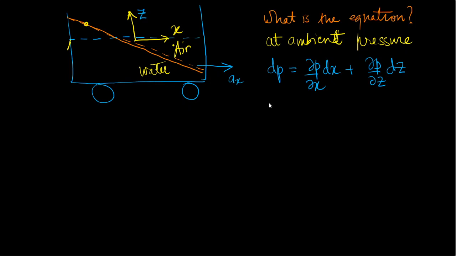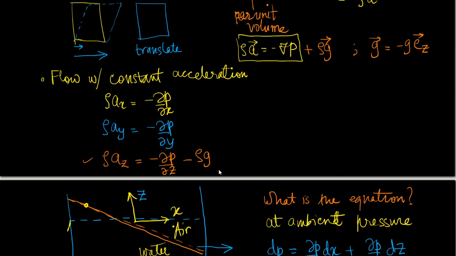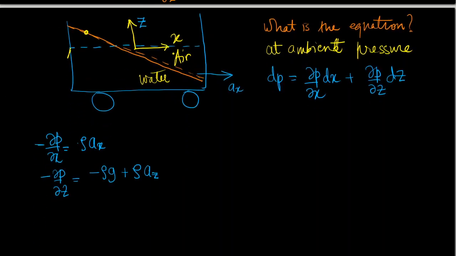Now from the previous equations we know that minus del p del x is rho ax, and minus del p del z is equal to minus rho g, and if there is some other acceleration, plus rho az. So this follows from the previous equation. Oh, rather minus del p del z equal to rho az plus rho g. So I have made a small sign mistake. That's okay.